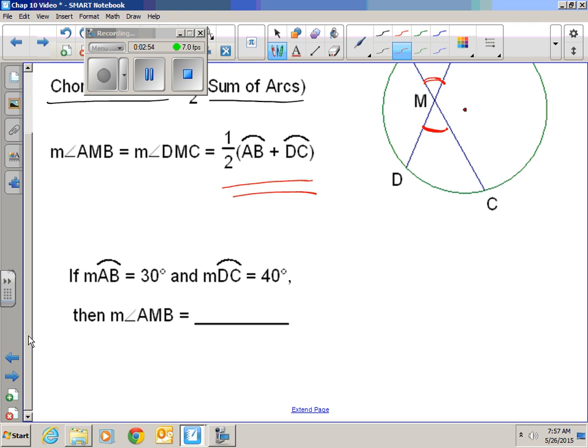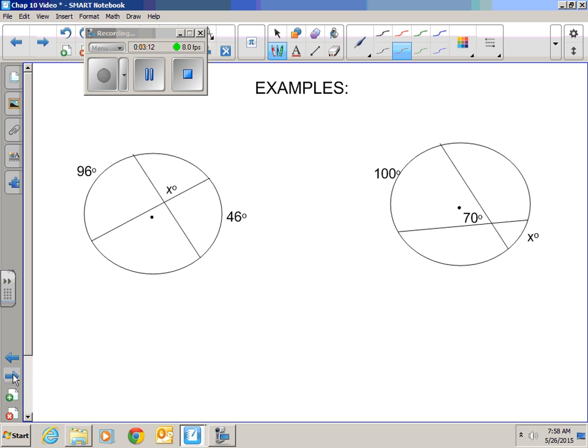So the measure of arc AB is 30 and the measure of arc DC is 40. The measure of the angle is going to be 30 plus 40 divided by 2, which is 35 degrees. Why don't you try these right now? Solve for X.